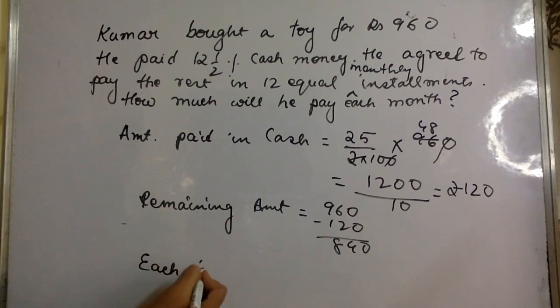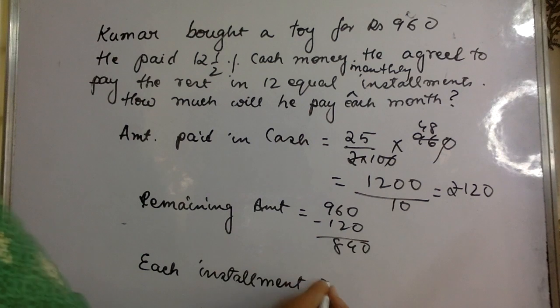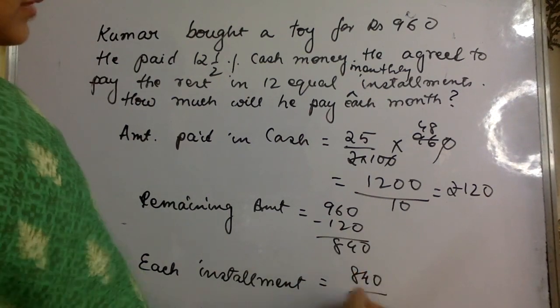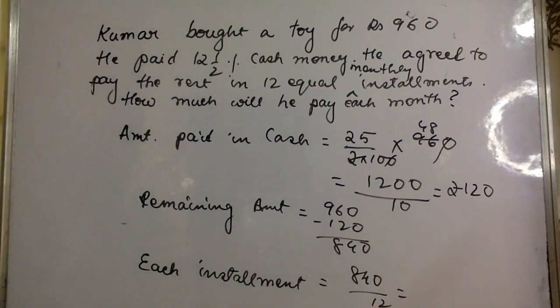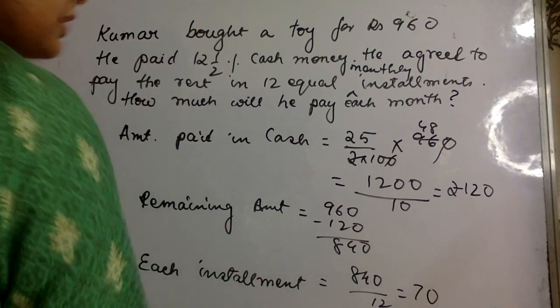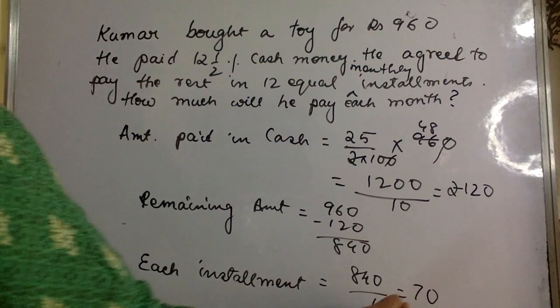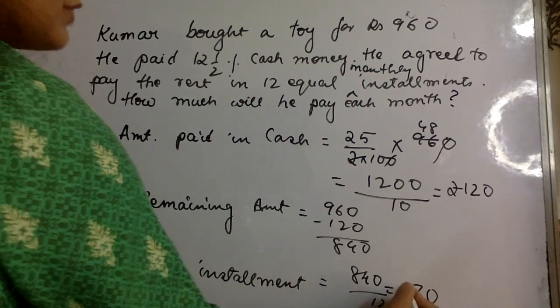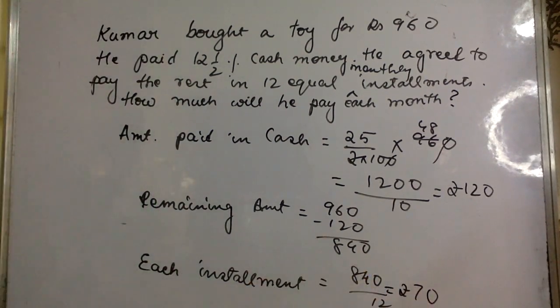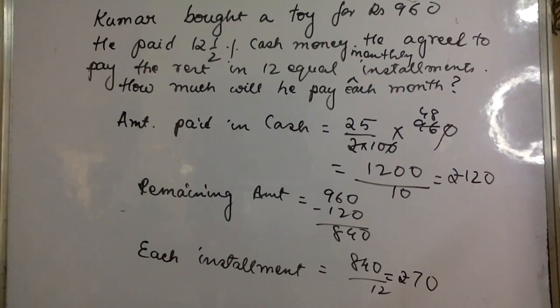So each installment is equal to 840 divided by 12. And 12 into 7 is 84. So each installment is rupees 70. So he has to keep paying 70 rupees every month to clear the entire cost of the toy.